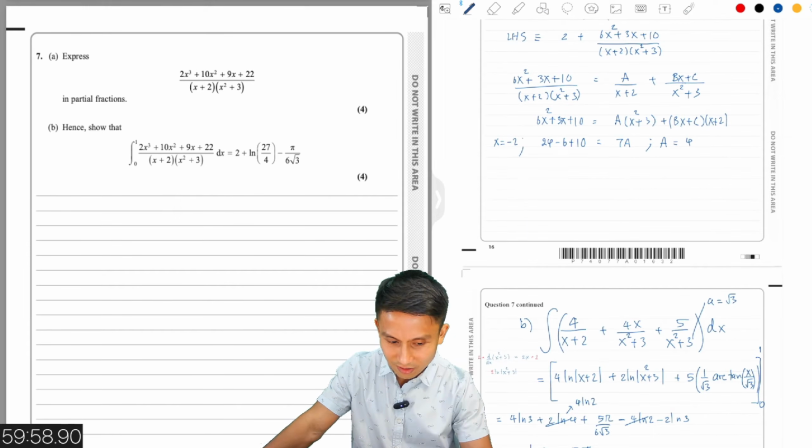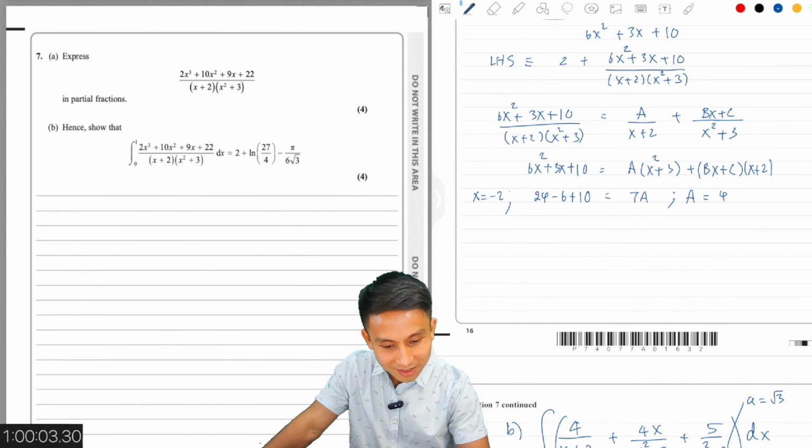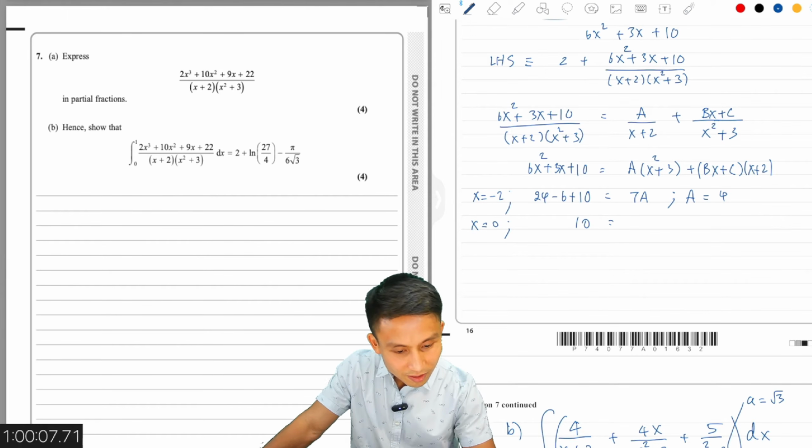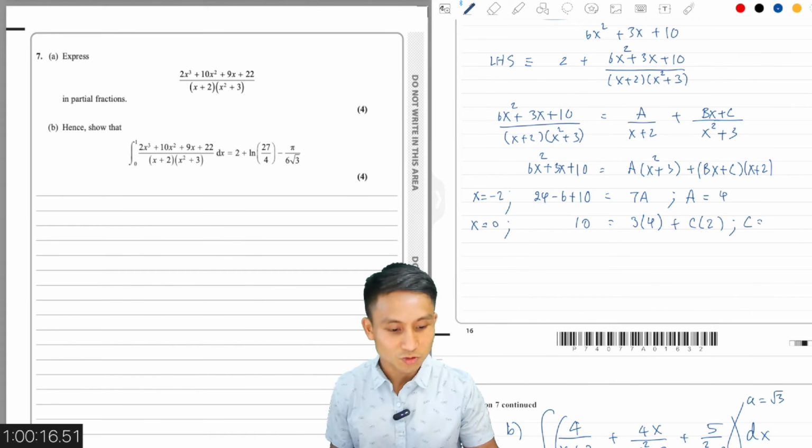Okay, all right, is it right? Yeah, it should be. So if we put x equals 0, that would be 10 equals 3 times a plus c times 2. So c would be 12 subtract 10, I get minus 2, so c is minus 1.